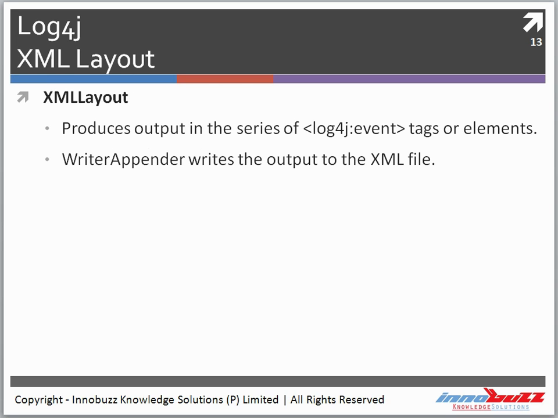XML layout. The XML layout produces a stream of log events in a fixed format. More specifically, the output of the XML layout consists of a series of log4j event elements as defined in the log4j DTD. It does not produce a completely well-formed XML file. The output is designed to be included as an external entity in a separate file in order to form a correct XML file.